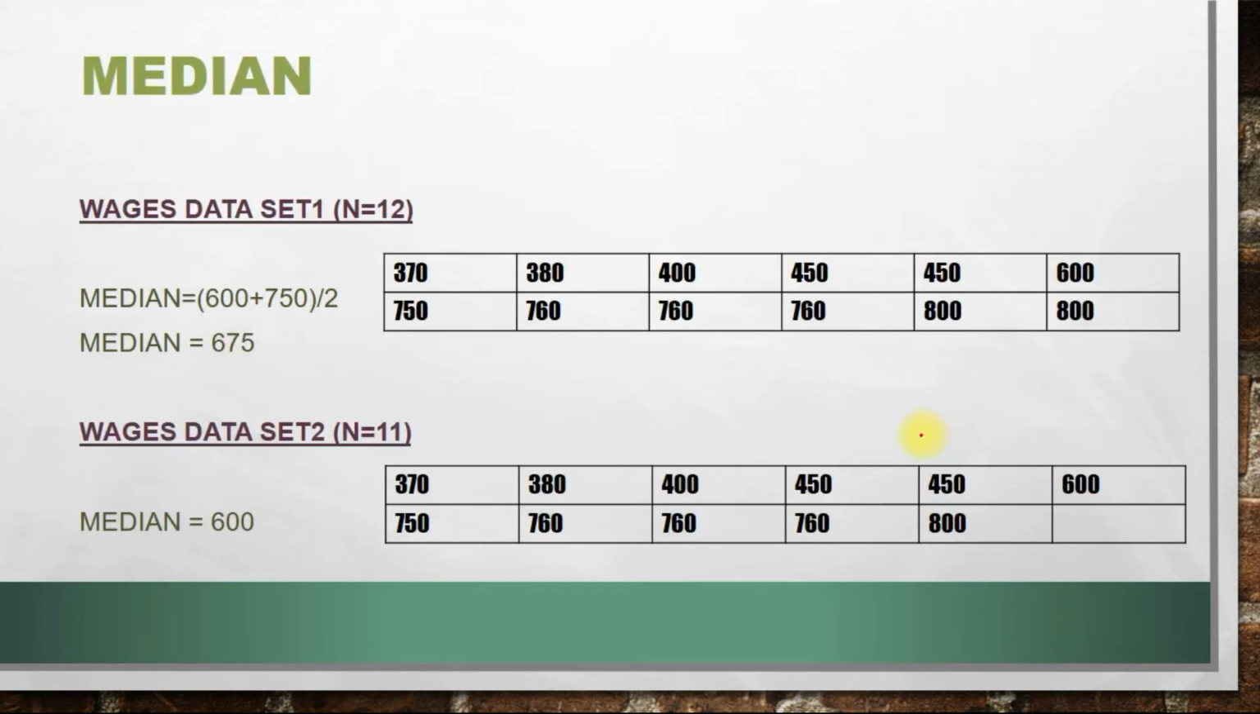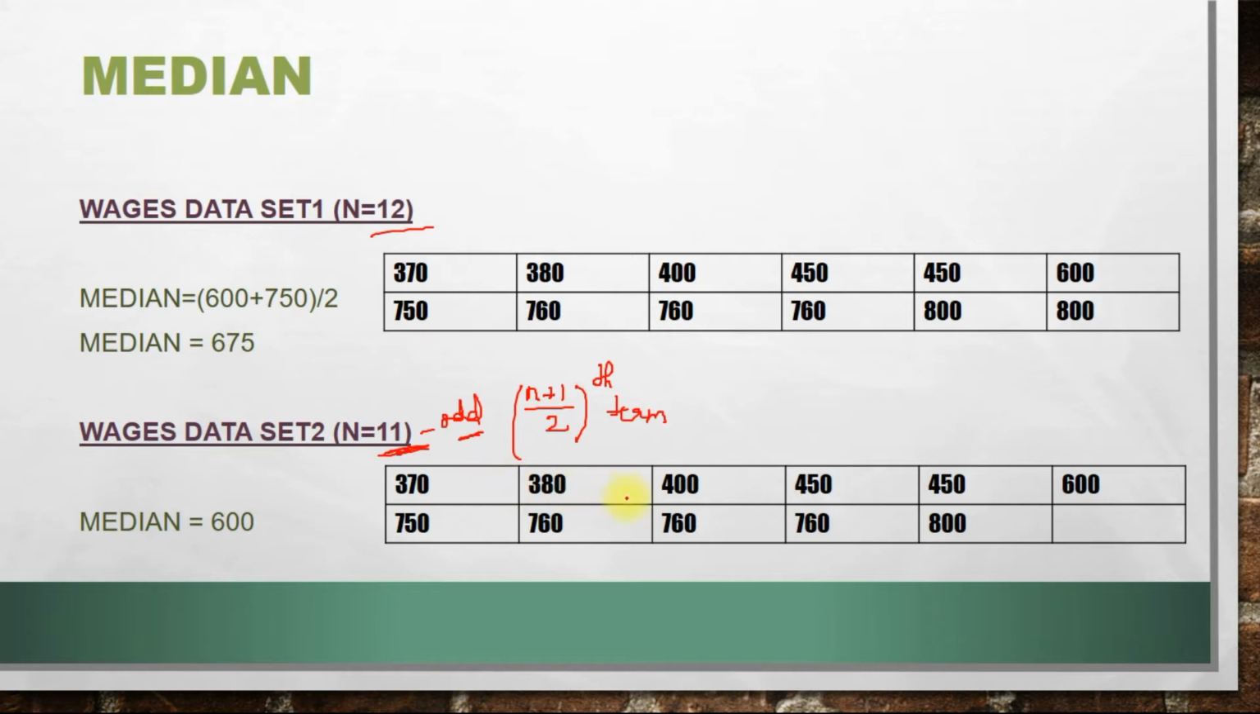Now please consider another example. We have again two data sets. The first data set has 12 observations and the second data set has 11 observations. In the case of 11 observations, 11 is an odd number, right? So in the case of an odd number, the formula is the (n plus 1) by 2th term, after arranging the data in ascending order.